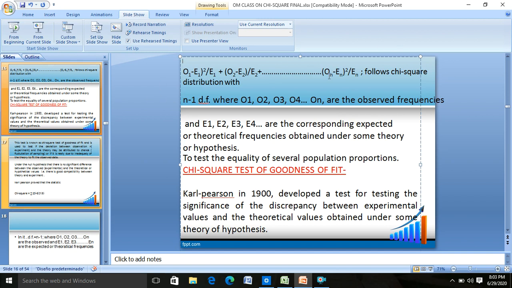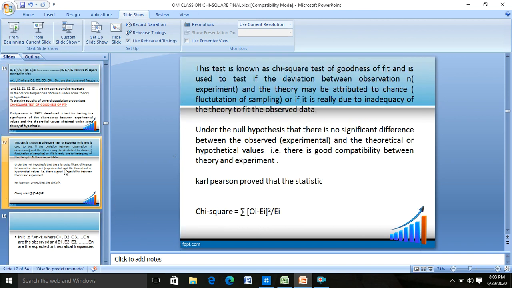From the general statistics of chi-square, you have known that in case of chi-square, you compare two sets of observed and expected data. Now, the chi-square test of goodness of fit was developed by Karl Pearson in 1900, who developed a test for testing the significance of the discrepancy between experimental values and the theoretical values obtained under some theory or hypothesis. This test is known as the chi-square test of goodness of fit and is used to test if the deviation between observation and experiment and the theory may be attributed to chance fluctuation of sampling, or if it is really due to inadequacy of the theory to fit the observed data.